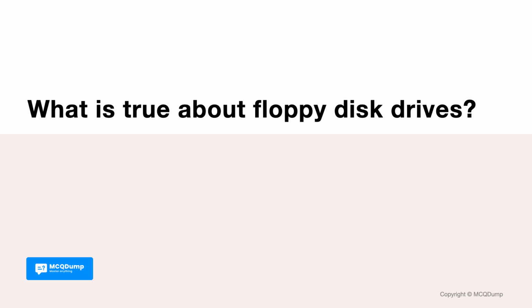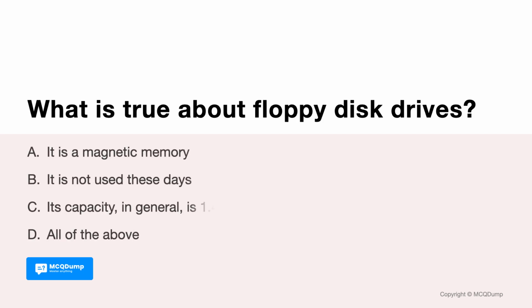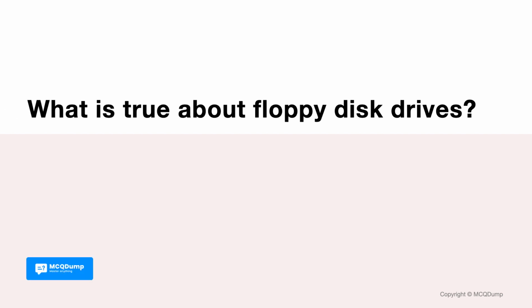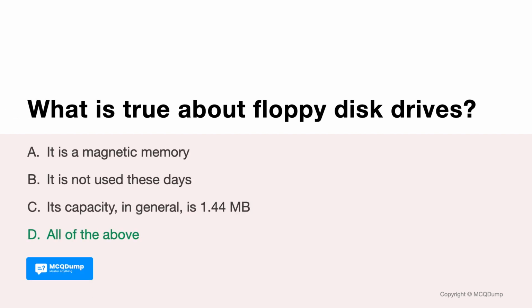What is true about floppy disk drives? Options are A. It is a magnetic memory. B. It is not used these days. C. Its capacity, in general, is 1.44 megabytes. And D. All of the above. Answer is D. All of the above. All the options are true about floppy disk drives.